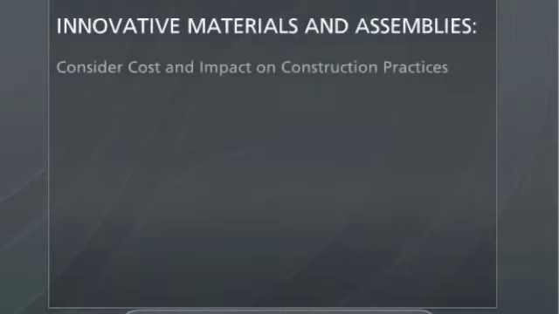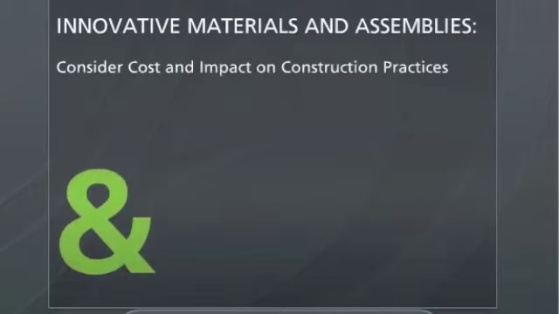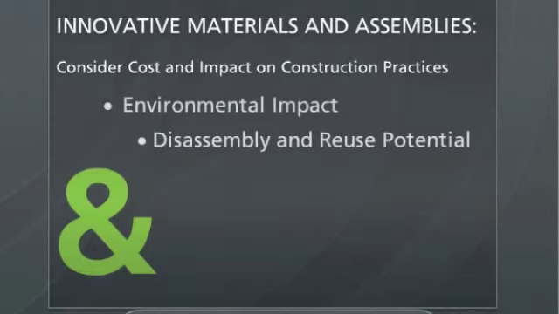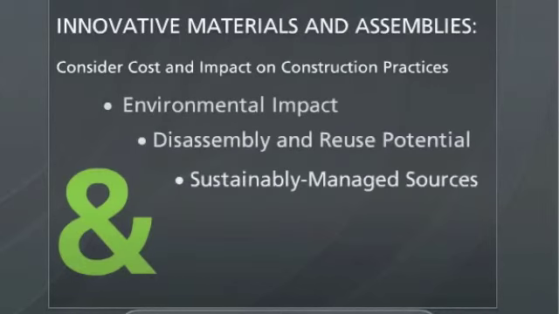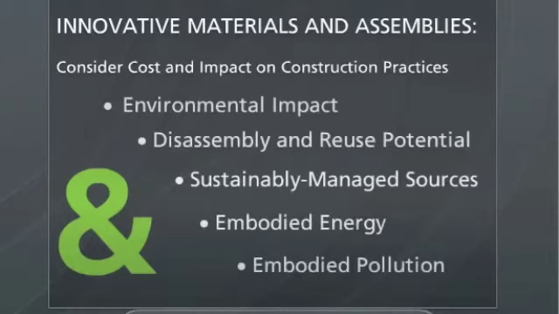When looking at innovative materials and assemblies, costs and impacts on current construction practices, as well as the following sustainable characteristics, must also be taken into consideration: environmental impact, the potential for disassembly and reuse in the future, the use of materials harvested from sustainably managed sources, the embodied energy and the embodied pollution in a product, how much energy and how much pollution has been needed or generated from the time the material was harvested or mined through the construction process and the lifespan of the house, and then on to disassembly or demolition.